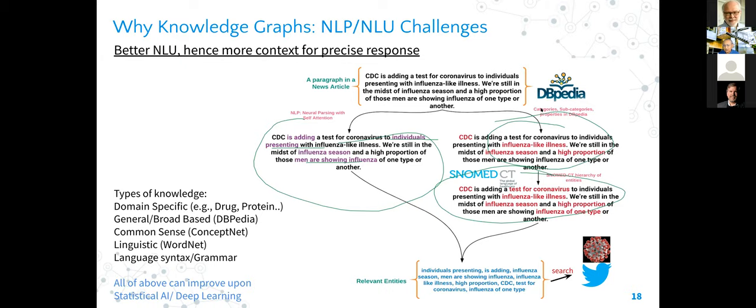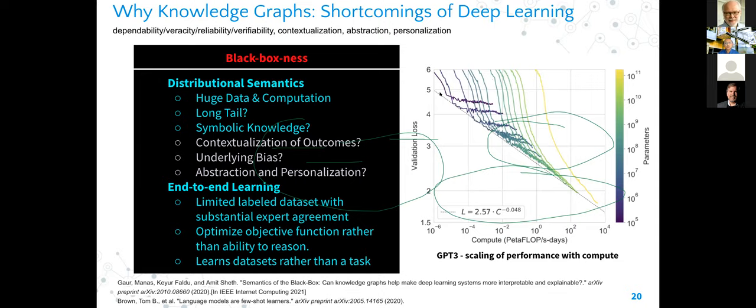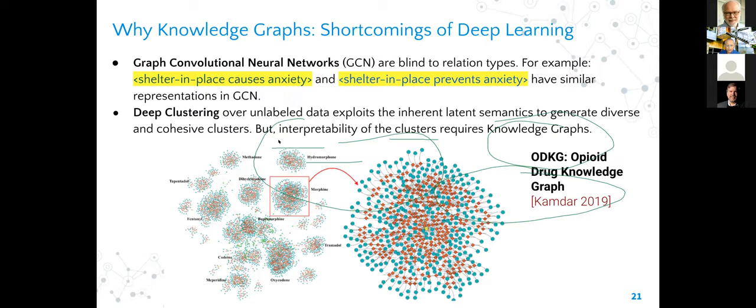There are many shortcomings of deep learning. There are many articles on this, and particularly the black-boxness, where you're not able to interpret and explain, has many aspects, components, and reasons. Again, there are three items that I hope to talk about a little bit more in this talk.